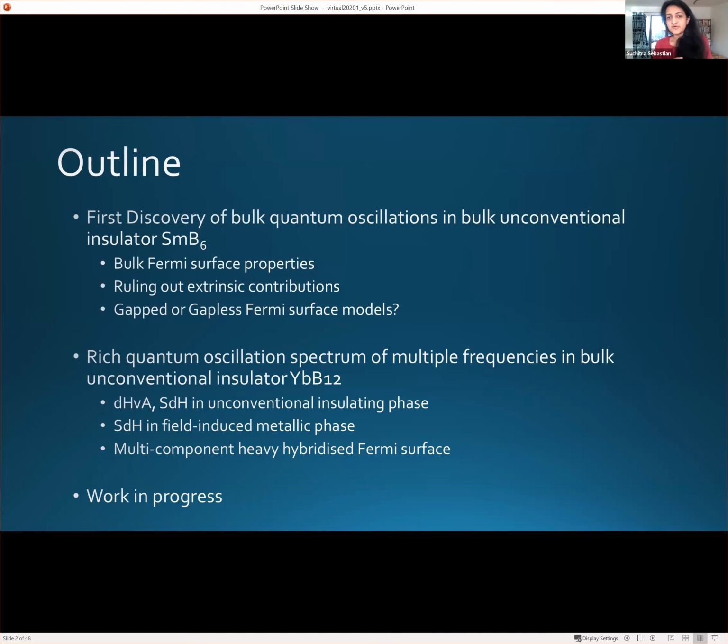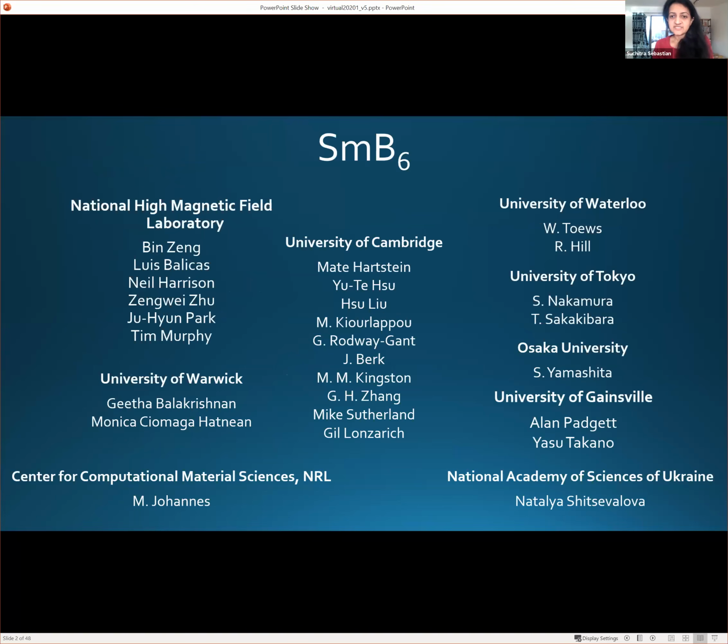So these are collaborators on SmB₆. As you can see, it's a large collaboration. Experiments were mostly done in NHMFL Tallahassee. There's several students and collaborators from Cambridge, and floating zone grown single crystals of SmB₆ were grown at the University of Warwick. And band structure calculations were done by Michelle Johannes.